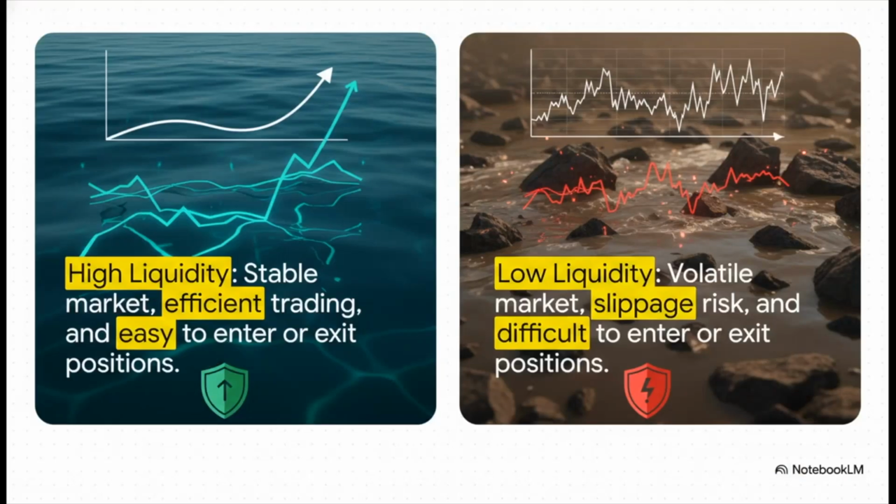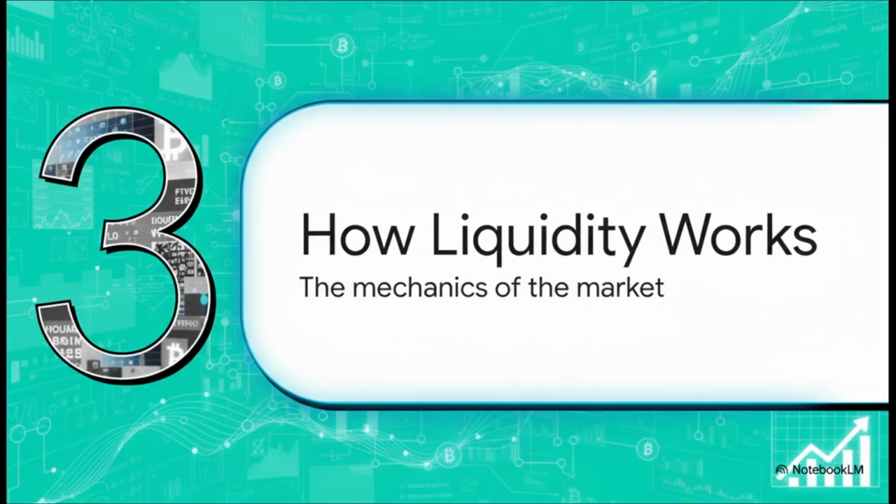And this slide just lays it out perfectly, doesn't it? On the left, with high liquidity, everything's smooth sailing. The market's stable, trading is efficient, and you can get in and out with no drama. But on the right, low liquidity is a whole different ballgame. It's volatile, it's risky, and it's where you find yourself fighting to get your trades filled at the price you actually want. Okay, so we've got a good definition and we've seen the difference between high and low liquidity. Now let's peel back another layer and look at what's happening behind the scenes to actually create it.